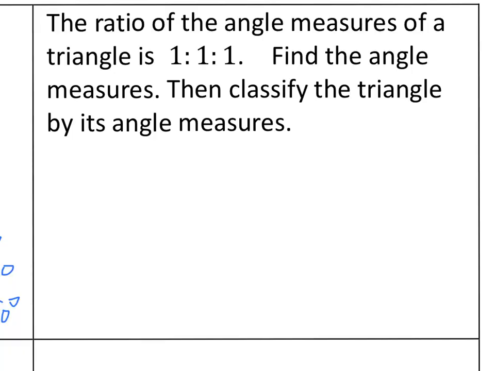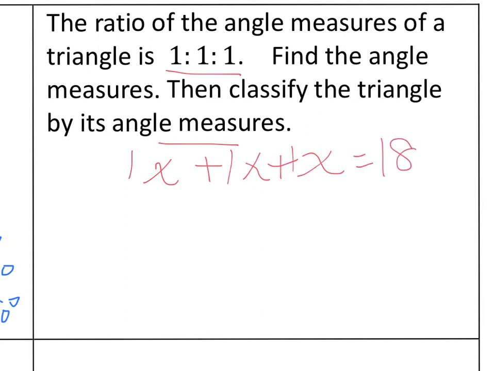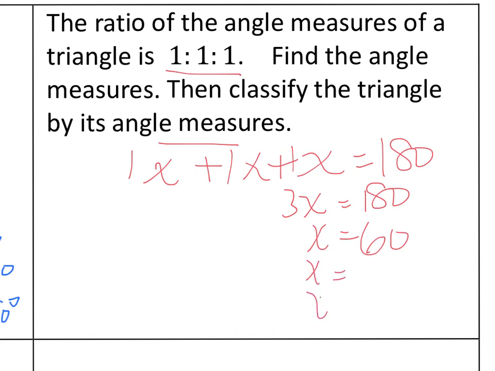The ratio of the angle measures of a triangle is 1 to 1 to 1. Find the angle measures, then classify the triangle by its angle measures. Okay, so again, x plus x plus x, because it's all ones here. So 3x equals 180, x equals 60. So all three angles are 60.